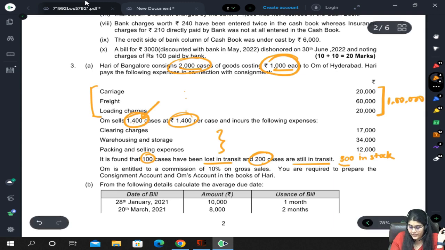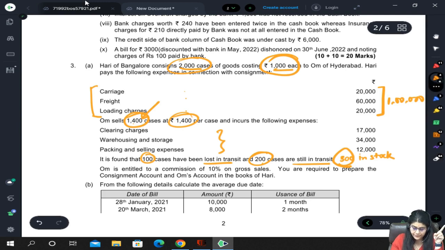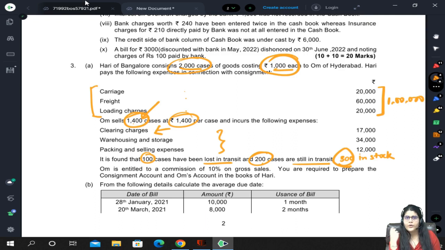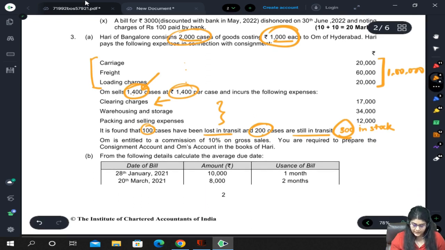The remaining 300 which are in stock, they have not been sold or packaged or anything. We assume that they have only been cleared from the dock or wherever Om received the goods, right? So let's start. What do we have to do? We know that Om is entitled to a commission of 10% on gross sales.